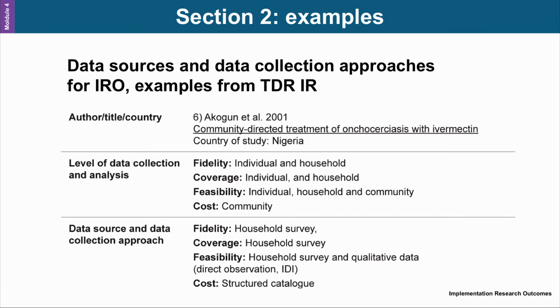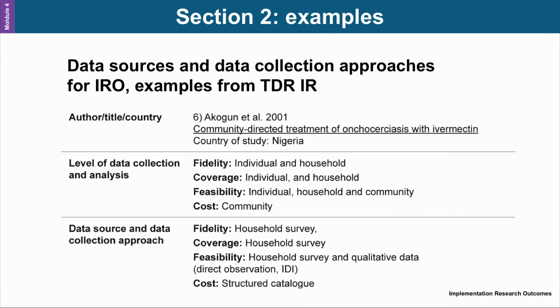And finally, Akugan and colleagues assessed a range of strategies for community-directed treatment of onchocerciasis with ivermectin in Nigeria. Fidelity, measured here as the appropriate adherence to the treatment regimen, correct dosage and frequency, and the correct management of adverse reactions to medication, was measured at the individual and household levels through a household survey. Coverage, defined in this study as the total number of people treated out of the total population after 2 cycles of treatment, was also measured at the individual and household level using a household survey.